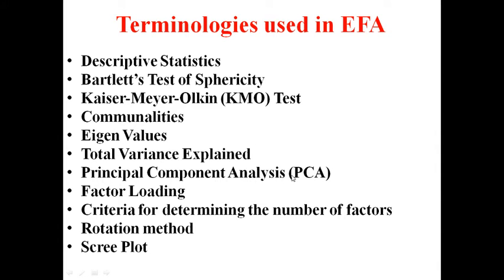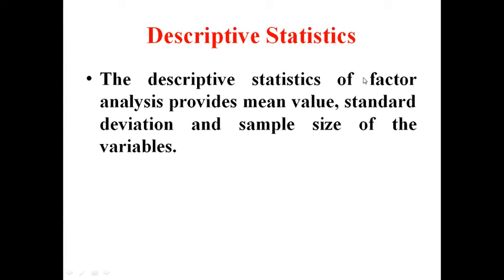We'll explain them one by one theoretically, and when we get the output in SPSS, we'll discuss all these points then also. So first, you can see descriptive statistics. As you know, what are descriptive statistics? The descriptive statistics of factor analysis provide the mean value, standard deviation, and sample size of the variable. So in the SPSS output, in the descriptive statistics, we will get these 3 points only: mean value, standard deviation, and sample size of each variable.